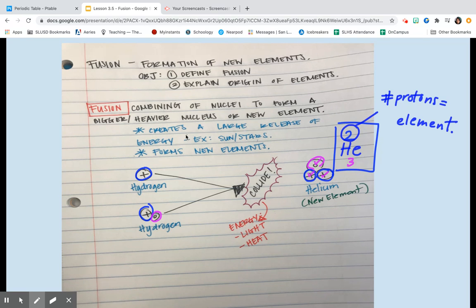Right. A side note or something you should know is that the process of fusion, when you're making new elements, generates a lot of energy. And it happens in the sun, which is an example of a type of star, right? And the process of fusion forms new elements. Right? So let's do some practice problems with fusion.